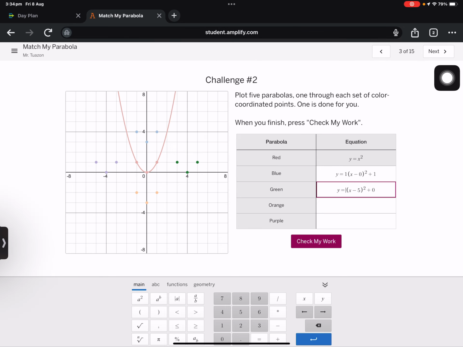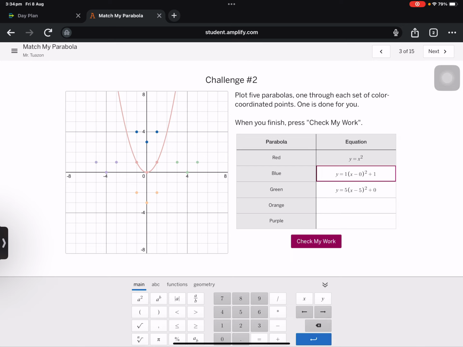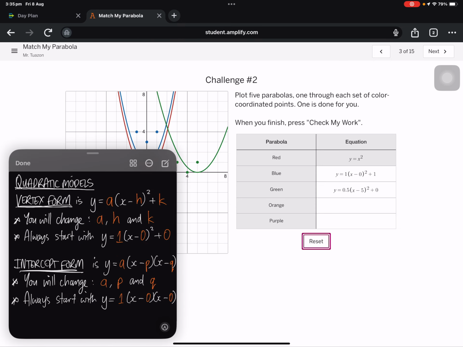Okay, and lastly, I just want to show what the 1 does. If I changed 1 to 5, what happens? It gets thinner. So hopefully you can see that the number on the outside moves it up and down. The number on the inside of the set of brackets moves it left and right. And the number in front of the brackets makes it thinner, or let's make it a fraction, 0.5, makes it wider. So that should help you answer challenges that involve that vertex form that we showed there.